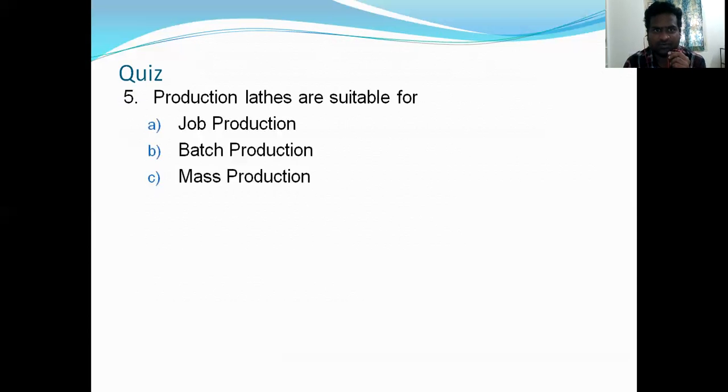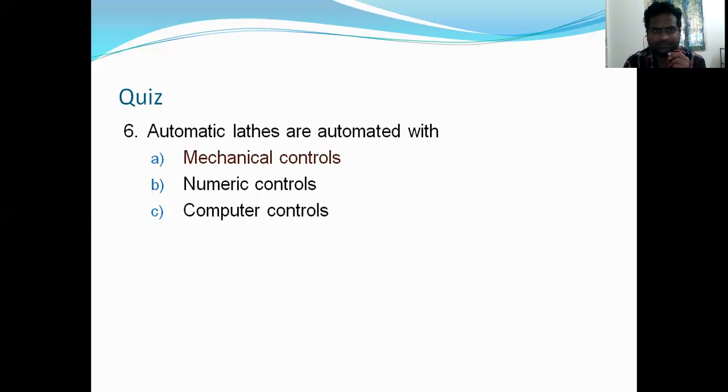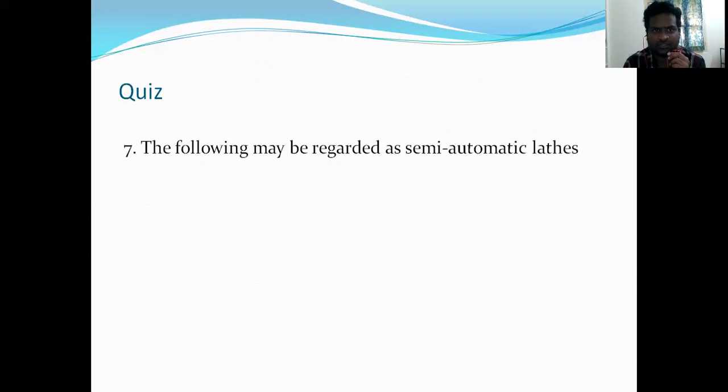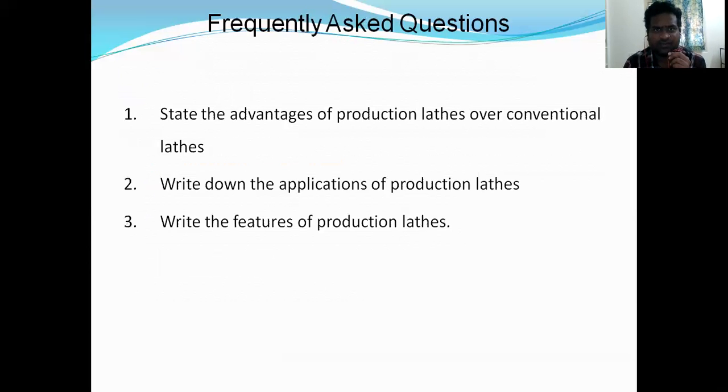Production lathes are suitable for job production, batch production, mass production. Automatic lathes are automated with mechanical controls. The following may be regarded as semi-automatic lathes: chucking lathes, capstan lathes, copying lathes. So these are the frequently asked questions. State the advantages of production lathes or conventional lathes. Write down the applications of production lathes. Write the features of production lathes. Differentiate between capstan and copying lathes.